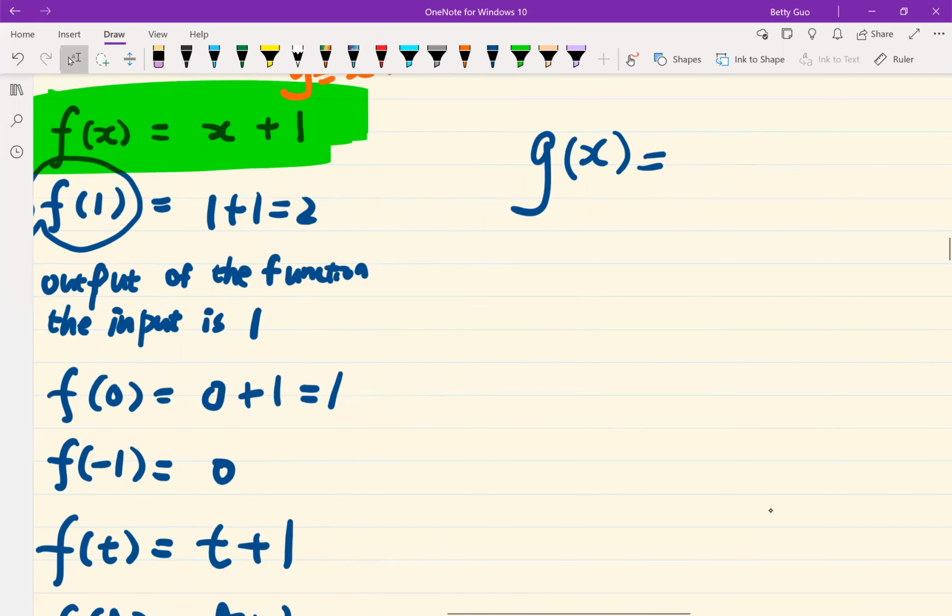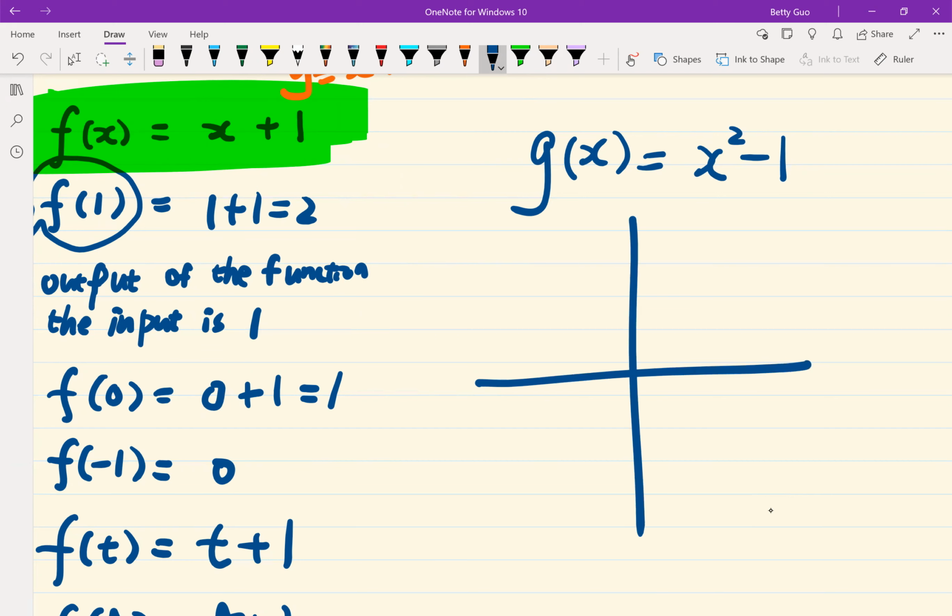Here we're going to have another function, g of x. What is g of x? g of x is x squared minus 1. Do you guys remember example 5, the parabola? That's a function, right? Yeah. g of x is x squared minus 1.